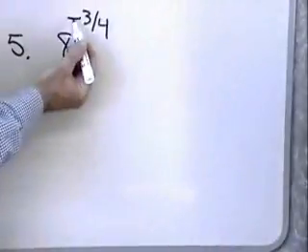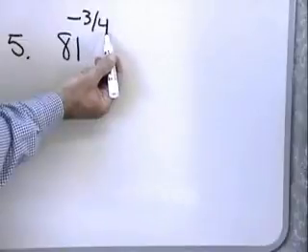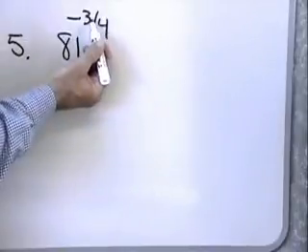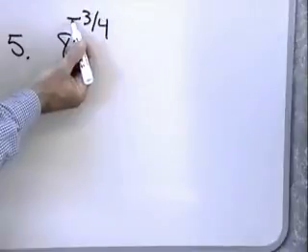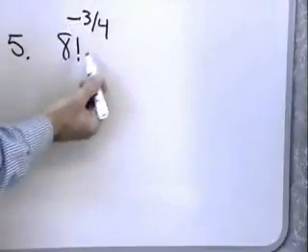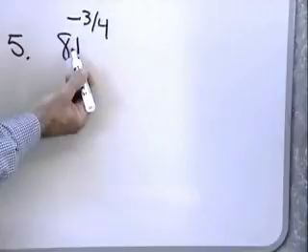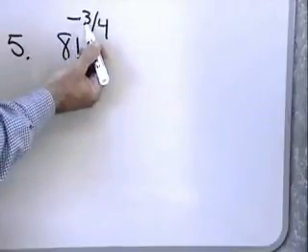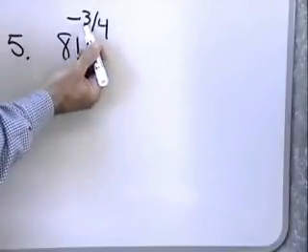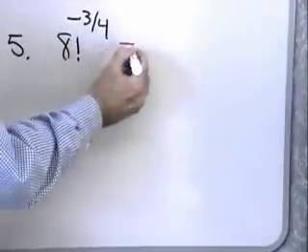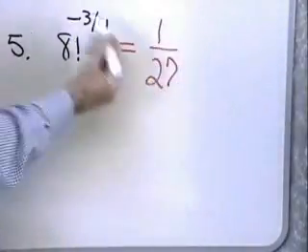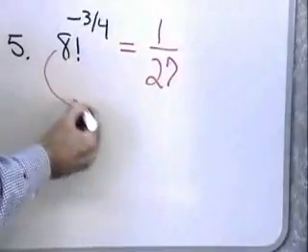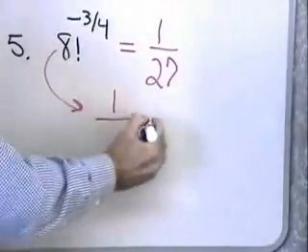Here I have 81 to the negative 3/4. The 4 is going to give me the 4th root. The 3 means I'm going to cube what I get, and the negative sign means I want the reciprocal. So I can do this all at once by saying, what's the 4th root of 81? The answer is 3. To the 3rd power, 27, the reciprocal of which is 1/27.